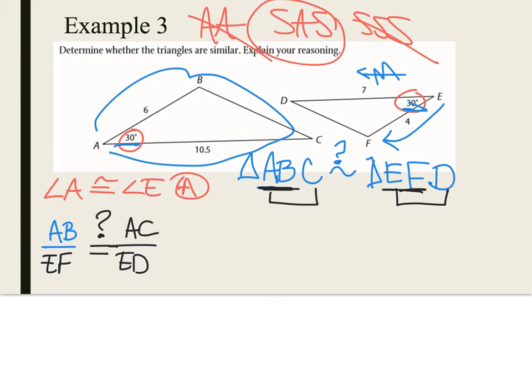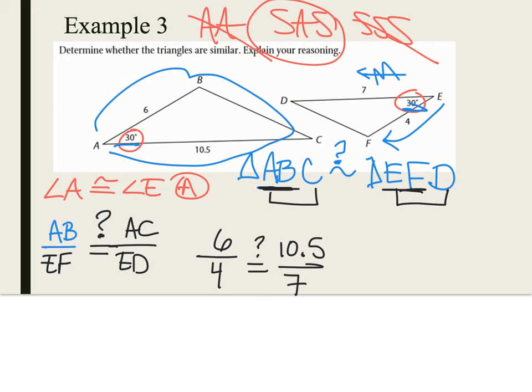Let's fill in what we've got, and I'll show you how to check for the scale factor. AB is 6, EF is 4, AC is 10.5. We're asking ourselves if it's going to be similar to 7.